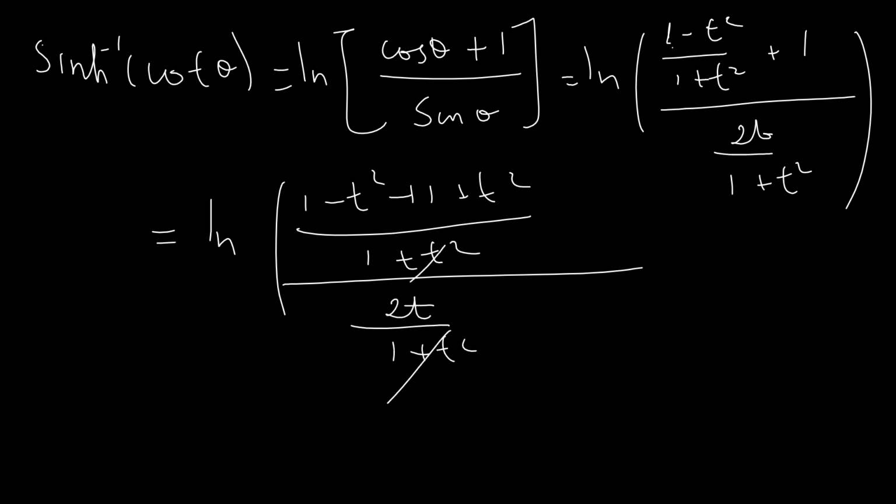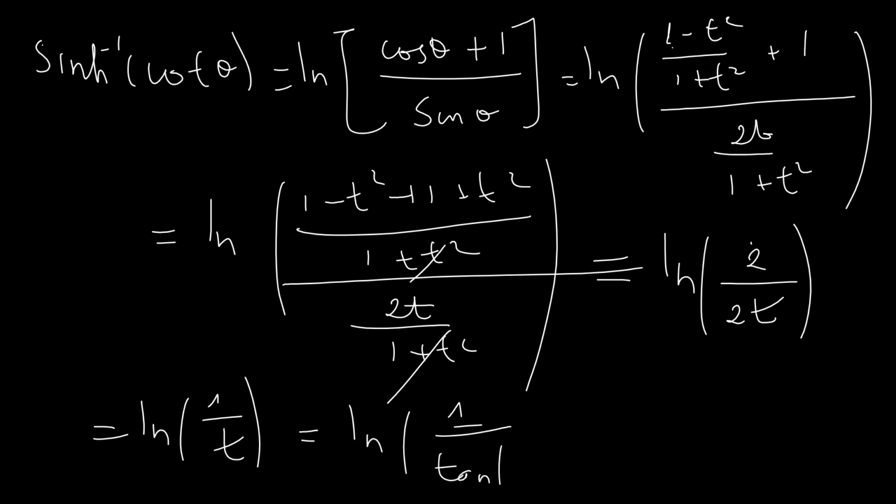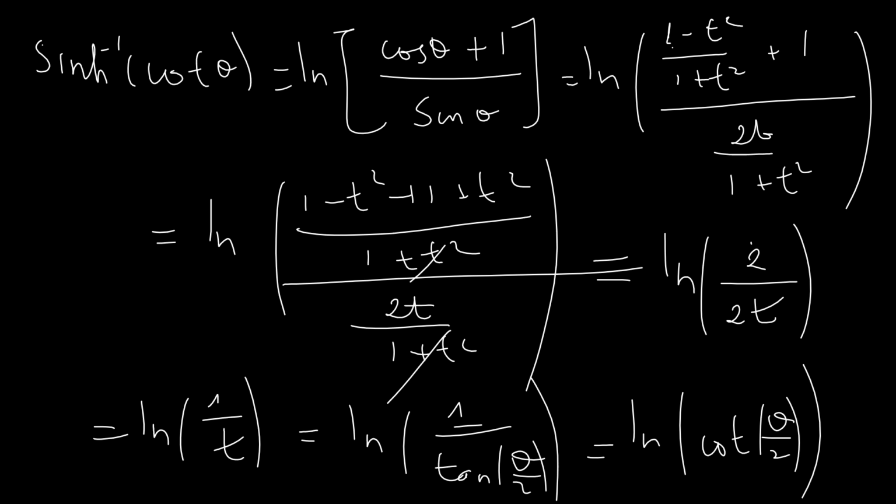This cancels this, and then at the end of the day we have the ln of the numerator, which is just 2, divided by the denominator, 2t. So this gives us the ln of 1 over t, which is the ln of 1 over the tangent of theta on 2, and 1 over tan theta on 2 is cot theta on 2, and that is a proof. Thank you guys for watching, and see you in the next video.